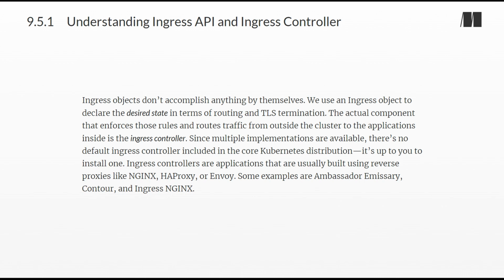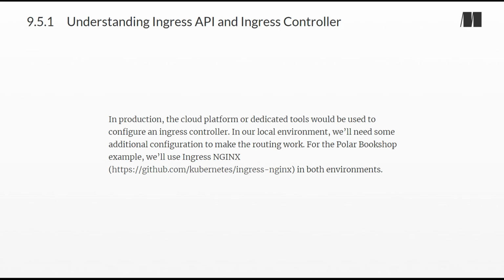Ingress controllers are applications that are usually built using reverse proxies like Nginx, HAProxy, or Envoy. Some examples are Ambassador Emissary, Contour, and Ingress Nginx. In production, the cloud platform or dedicated tools would be used to configure an ingress controller. In our local environment, we'll need some additional configuration to make the routing work. For the Polar Bookshop example, we'll use Ingress Nginx in both environments.